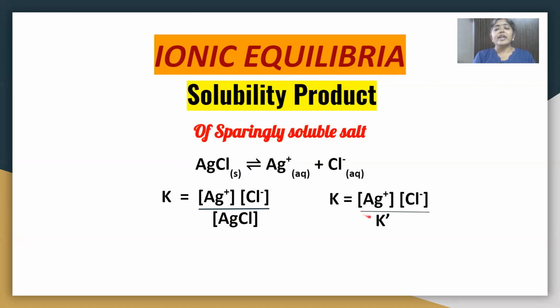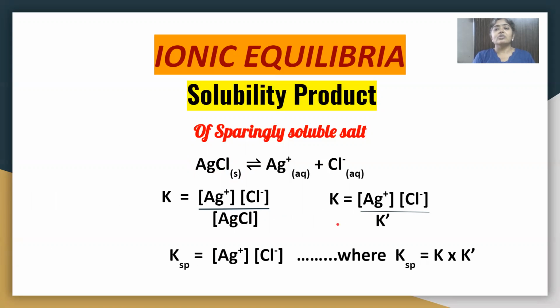So if I put K dash here, on cross multiplying, we get K into K dash is equal to molar concentration of Ag plus into Cl minus. I can replace this K into K dash by the term Ksp, where Ksp is called the solubility product. So the solubility product for a sparingly soluble salt like silver chloride can be written as the product of the molar concentrations of the Ag plus ions and the molar concentration of Cl minus at equilibrium.